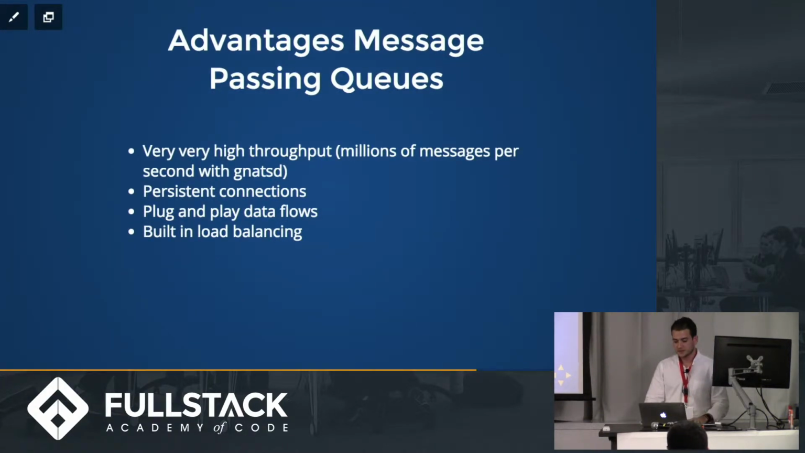So advantages of this, there's a really, really high throughput on a lot of these message passing systems. You get to use persistent connections. If you're on HTTP 1.1, a lot of the time you're recreating TCP connections, which can end up really hurting performance. But if you're on HTTP 2.0, then nice. Plug and play data flows.